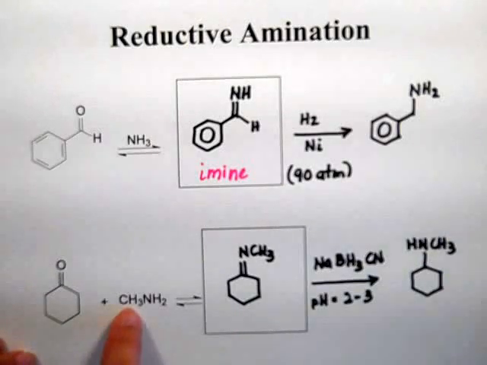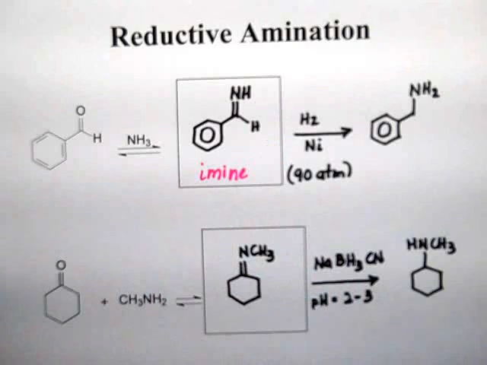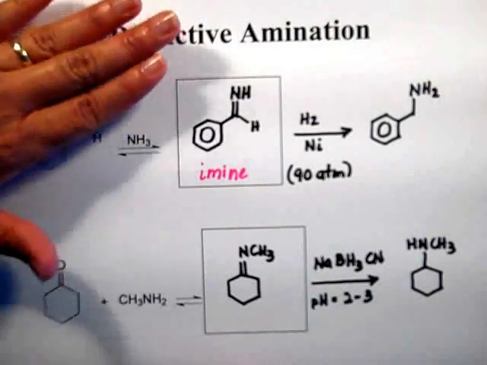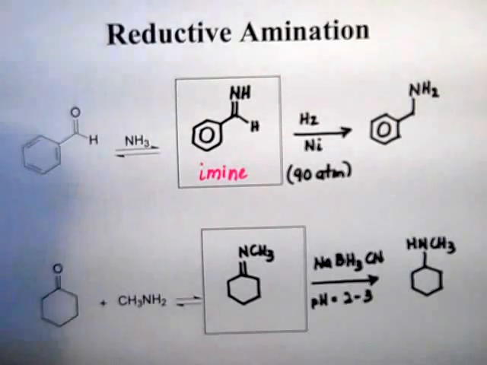If you wanted to react with a secondary amine right here, you would get the enamine, and the enamine has a carbon-carbon double bond, so hydrogen and palladium will get rid of it. But the reductive amination allows you to make primary, secondary, and tertiary amines.